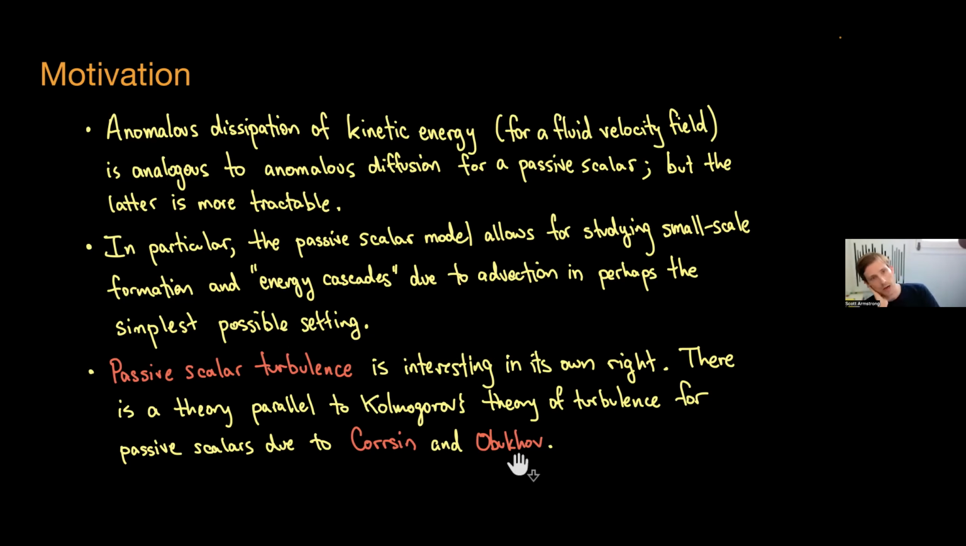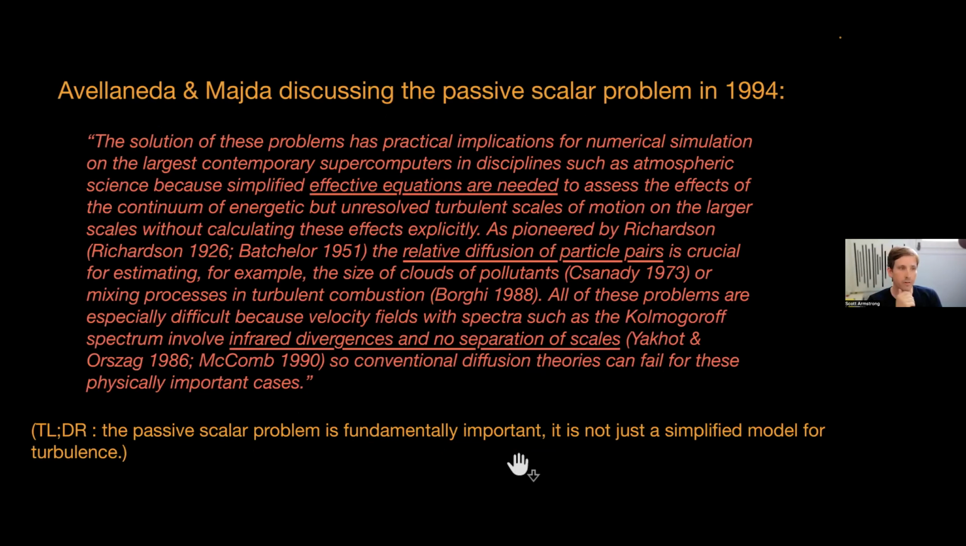Okay, so here's a quote that I took from a paper of two of my late Courant colleagues, Marco Avellaneda and Andy Majda. Discussing this in 1994, they were essentially thinking about the same problem. They wrote a series of papers, also trying to use homogenization to understand the passive scalar problem for a large Peclet number. And they were explaining why it's physically interesting, not just a toy model for turbulence, and what's hard about it. And so here's a quote from their paper. Maybe I won't read it.